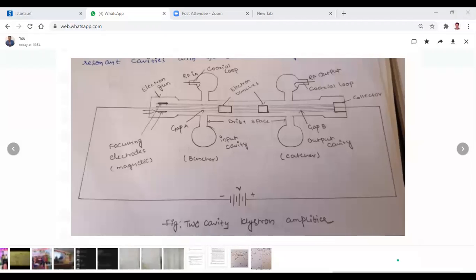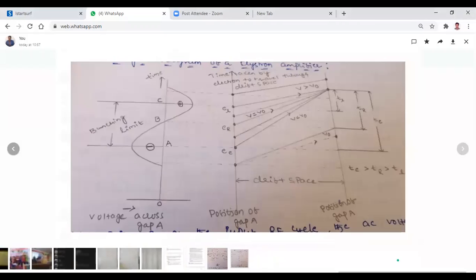So here what happens? Whenever all these electrons are available here and the RF signal is here, whenever an electron is combined with this B point, the B point is nothing but amplitude 0. Amplitude 0 means there is no effect on that electron. The electron is traveling with the same velocity.